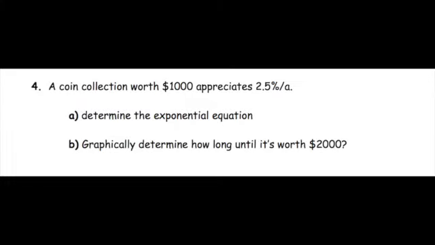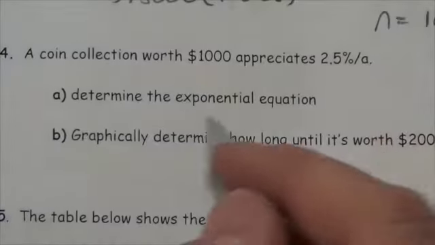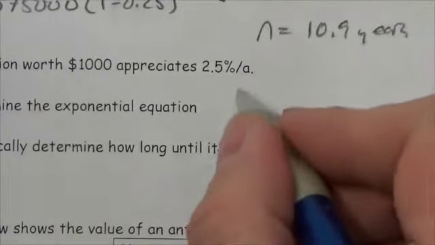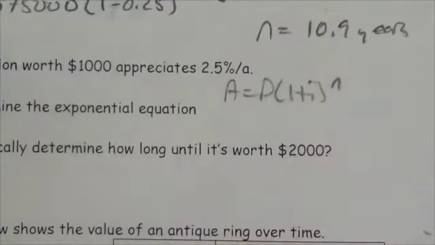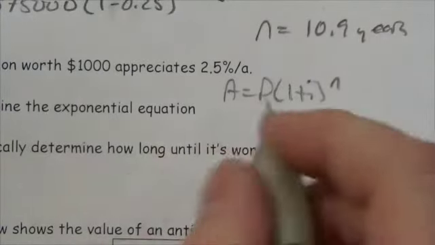A coin collection worth $1,000 appreciates 2.5% per annum. Determine the exponential equation and then graphically determine how long until it's worth $2,000. Okay, so the first one here, determine the exponential equation. So here we go. I'm gonna work with the compound interest equation again, just because I like working with it. It's a good one.